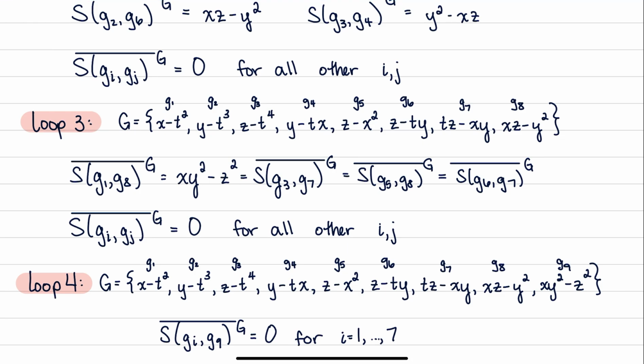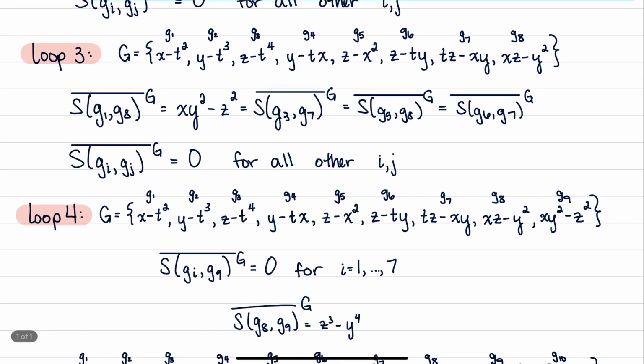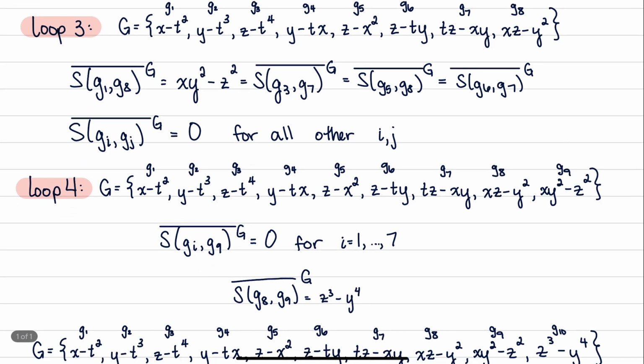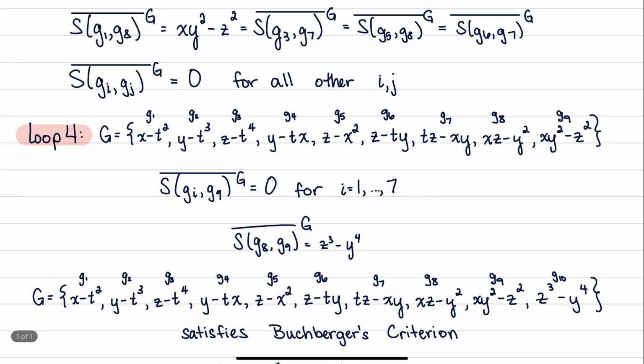And then the last pair that we have to check, G8 and G9, we compute the S polynomial, we divide by G, and our remainder is non-zero. So we have to go again. Now we have 10 things. However, we're done. This ends up being sufficient. We have 9 things to check this time. They are all 0, and we're good to go.